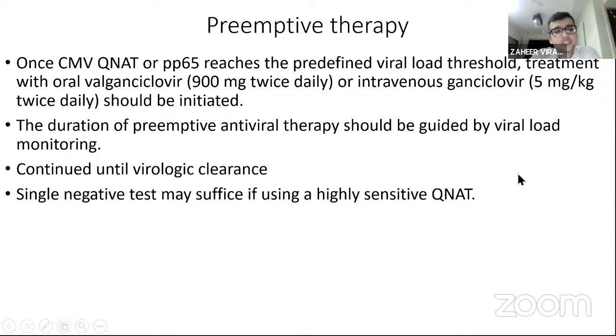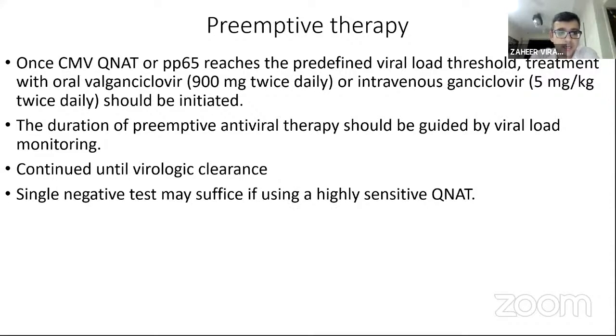So once the CMV QNAT or a PP65 reaches a predefined level, one has to start with valganciclovir. The doses here are treatment doses. They are not the doses which we use for prophylaxis. So here the dose is 900 milligram twice daily, or intravenous ganciclovir 5 milligram per kg twice daily should be initiated.